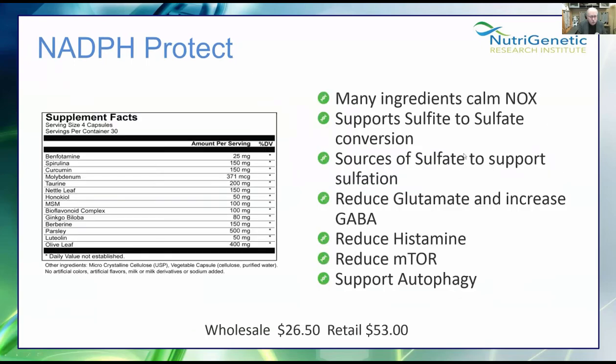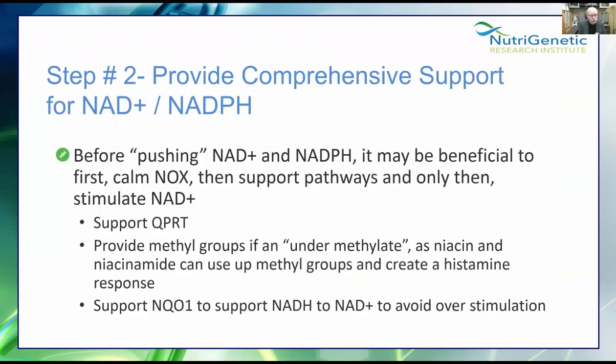So it supports sulfite to sulfate conversion, a source of sulfate to support sulfation, reduces glutamate and increases GABA, reduces histamine, reduces mTOR, and supports autophagy. So it's a shotgun approach, and clearly if you know exactly where the issue is, you'd be better off to go right there. But if you want a shotgun approach, here you go. So then I believe that before pushing NAD, it may be beneficial to calm NOX, then support pathways.